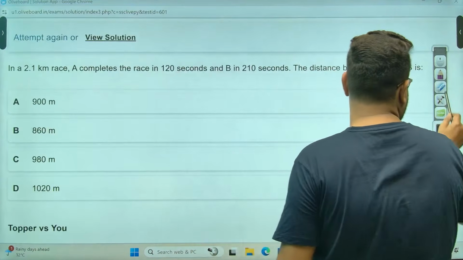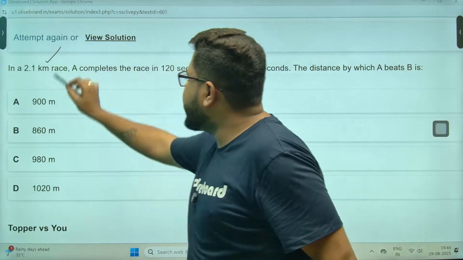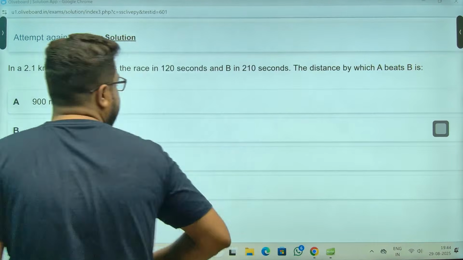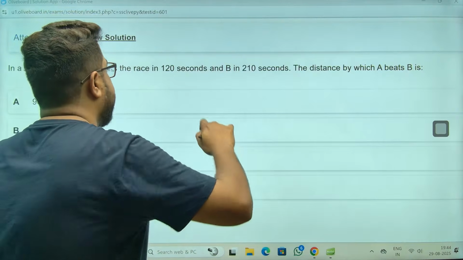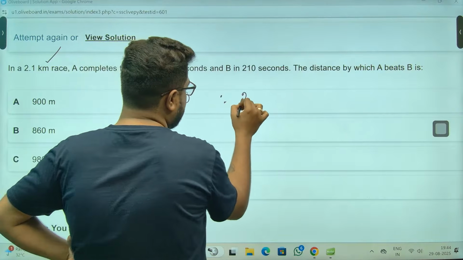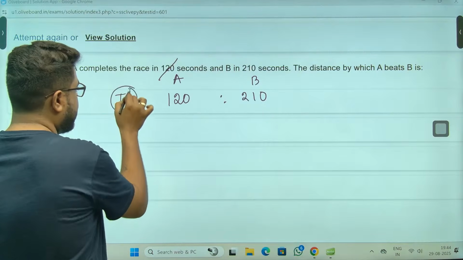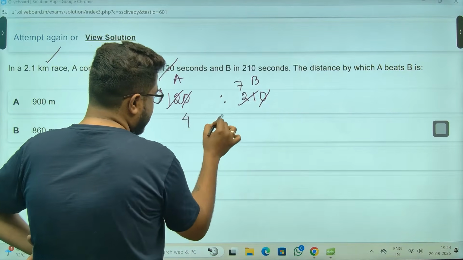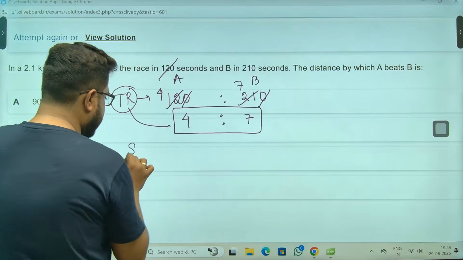Okay, let's do the next one, sir. In a 2.1 kilometer race, A completes in 120 seconds and B in 210. Race means distance is same, so time ratio between A and B is 120 ratio 210. Cancelling zeros, 3 fours, 3 sevens, so it is 4 ratio 7. So speed ratio will be opposite.